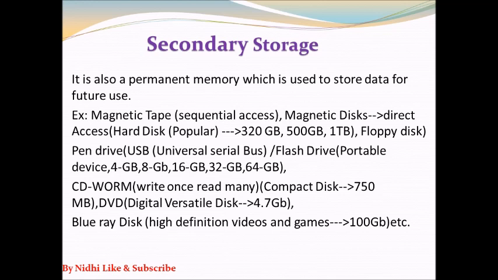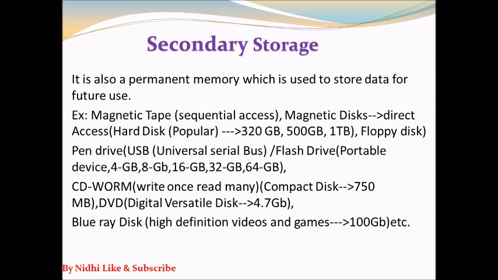That also comes in 750 MB. DVD, digital versatile disc, comes in 4 to 4.7 GB forms, etc. Blu-ray disc is also a type of secondary storage that stores high definition videos and games, and it can store up to 100 GB of data. So this is a small overview of secondary storages. Now we are going to discuss these in the form of images.